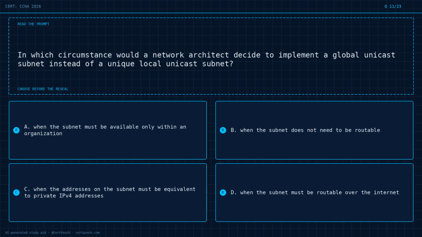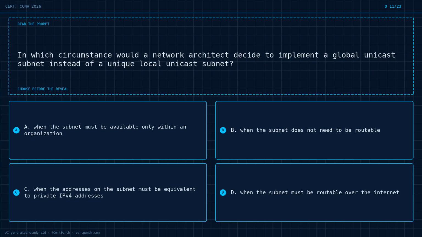Question 11 of 23. In which circumstance would a network architect decide to implement a global unicast subnet instead of a unique local unicast subnet? Option A. When the subnet must be available only within an organization. Option B. When the subnet does not need to be routable. Option C. When the addresses on the subnet must be equivalent to private IPv4 addresses. Option D. When the subnet must be routable over the internet.